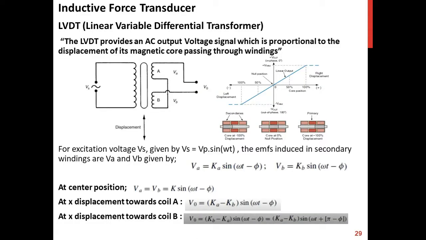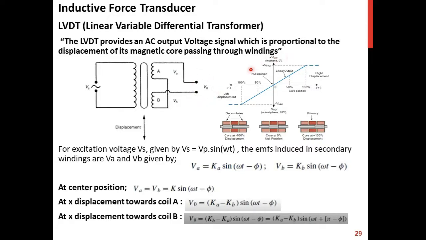Here we have an inductive force transducer called LVDT, linear variable differential transformer. The LVDT provides an AC output voltage signal which is proportional to the displacement of its core passing through the windings. On the left-hand side, we have a primary winding with a moving core and secondary coils A and B, which are connected in series configuration with each other. At the output, we have the differential voltage.